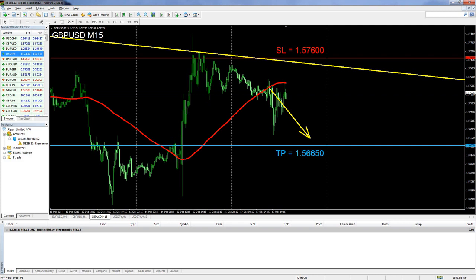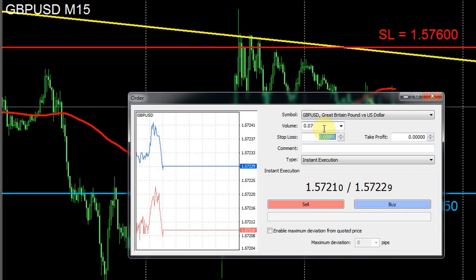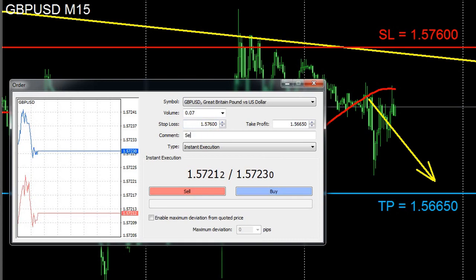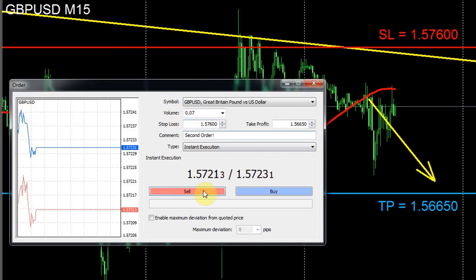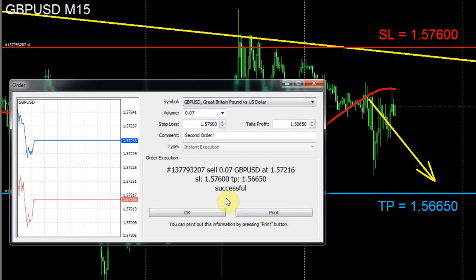Click this button up over here, new order. We're going to put in our lots right away, so it's 0.07. Stop loss, as we agreed, will be 1.57600. Take profit will be 1.56650. Comment is second order. Instant execution, it will be a sell order, so all set, everything's entered, and we click sell. Voila, our sell order has been conducted, 0.07 lots.